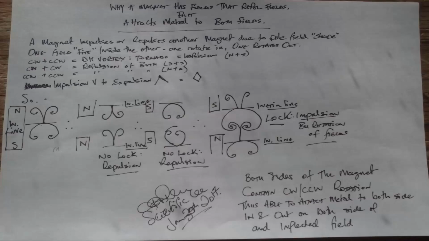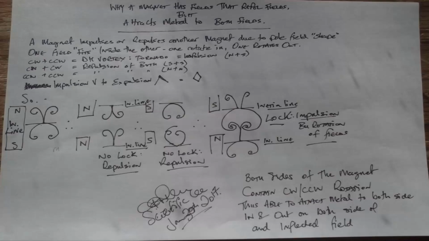So what does that mean? Well, we've got it right there. So I have my inertial line between the different vortices coming in and going out, north and south. So therefore, two norths push together. There's no lock, there is only repulsion. Therefore, south and south, there is no lock, there is only repulsion. But south and north create a lock. See how the two shapes lock together? That is impulsion by rotation of fields.